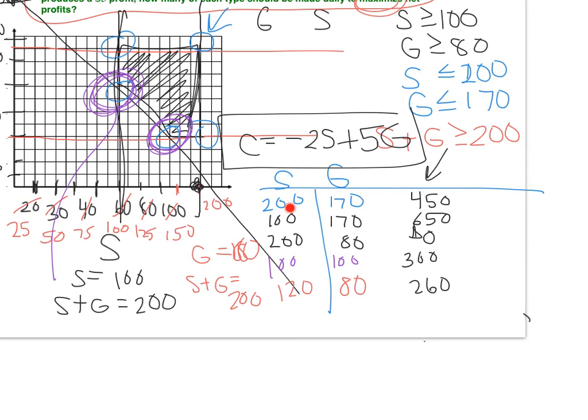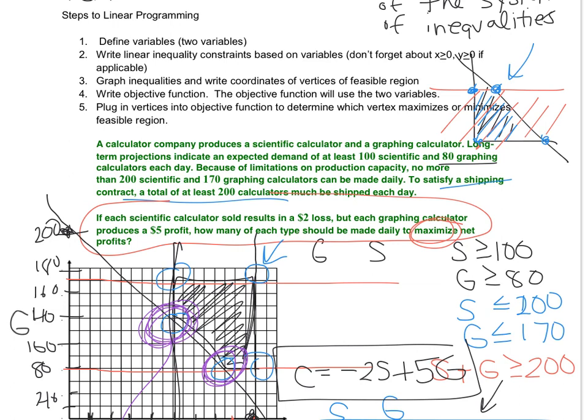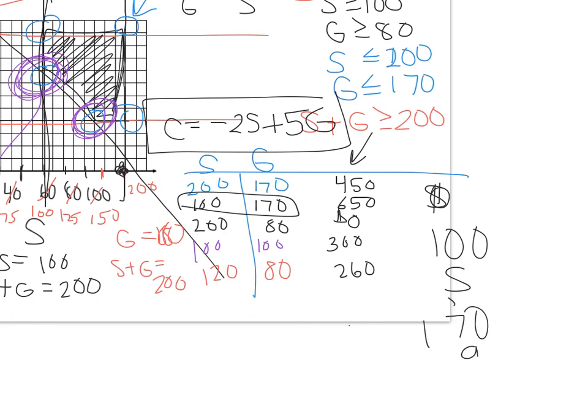So I plugged in each of these, 200 for S, then 170 for G, got an answer. Plugged in 100 for S, 170 for G, got an answer. So that was step 5: plug in the vertices to determine which vertex maximizes or minimizes. If I read right here, how many of each type should we make to maximize profits? We want to figure out which one of these vertices gave the highest answer. So that would be that we need to make 100 scientific calculators and 170 graphing to do the best for our company.